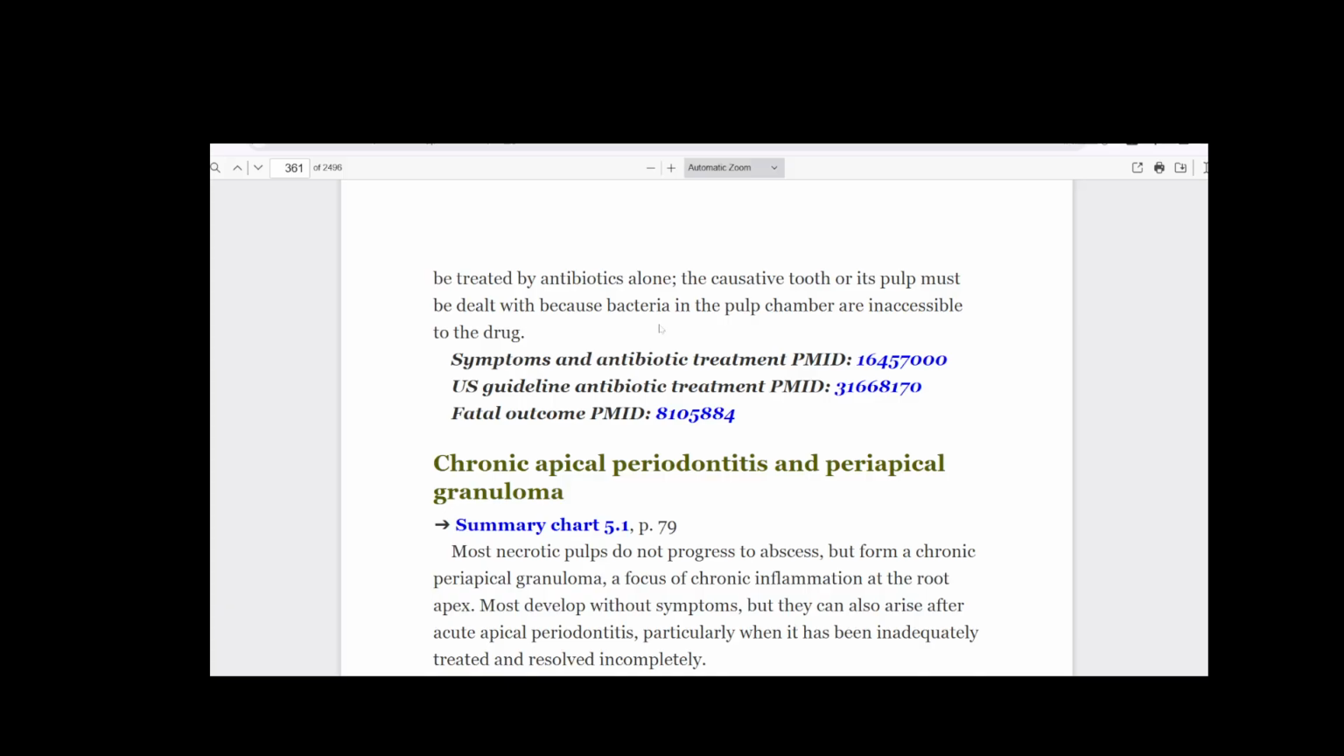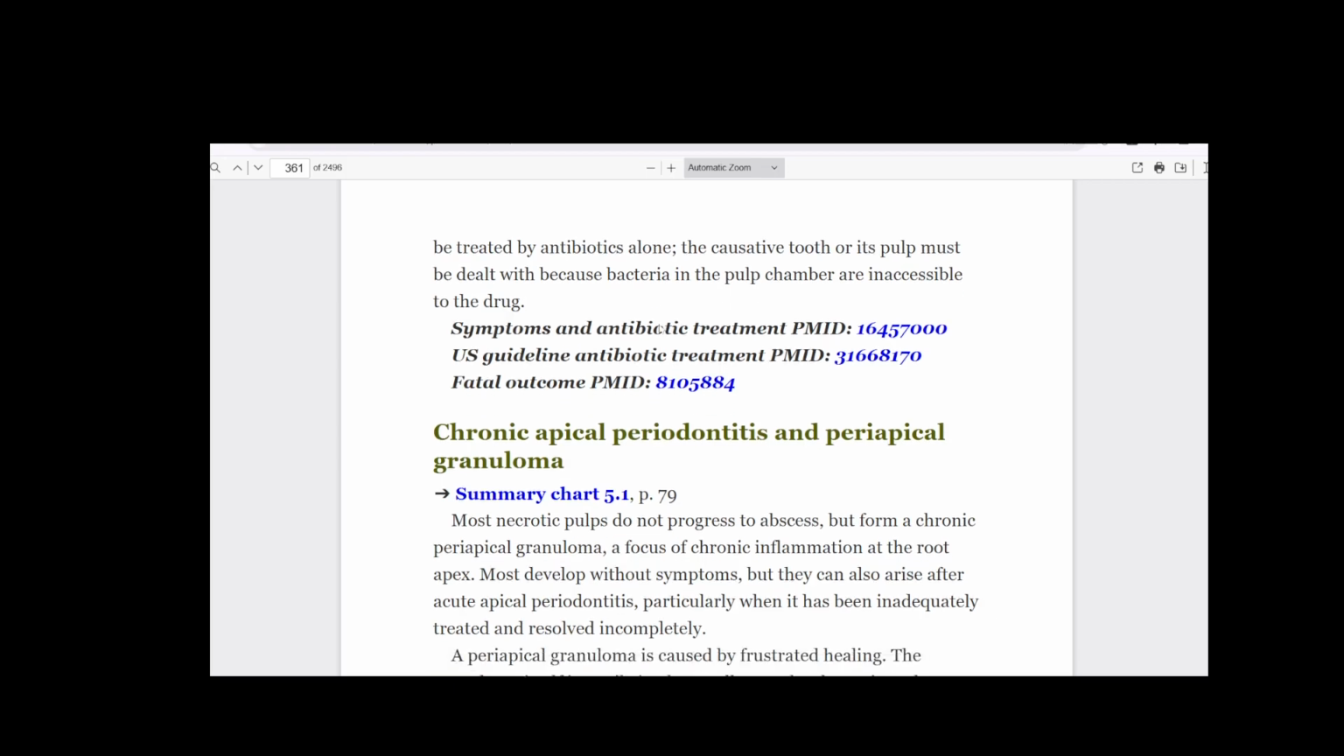PMID 1645700 U.S. Guideline Antibiotic Treatment. PMID 316681770 Fatal Outcome.